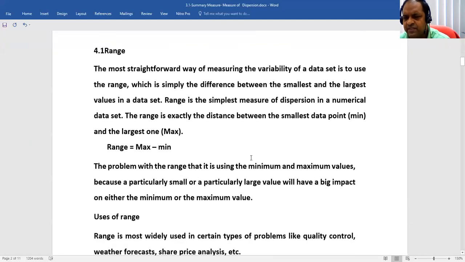Let us see what is range. Range is a very simple method to calculate the variability. Just take the maximum value minus the minimum value. This is the measure of variability by range. But sometimes range is very important. For the weather, you should know the maximum and minimum temperature, especially for European countries or maybe Middle East countries where temperature fluctuates, a lot of difference between the maximum and minimum.